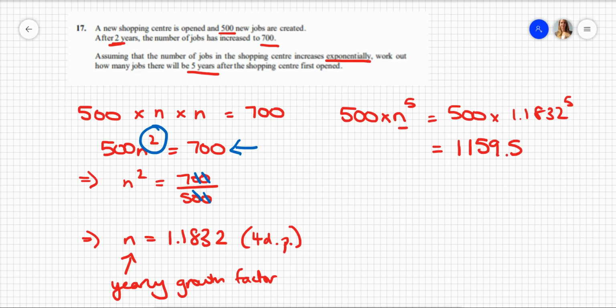And for this question, they would accept an answer of 1159 or 1160, because you can argue that this is how many whole people you have, because you have to have a whole number, because it's jobs, or you can argue that you need to round it up because there is part of a job there. So either of those answers would be accepted.